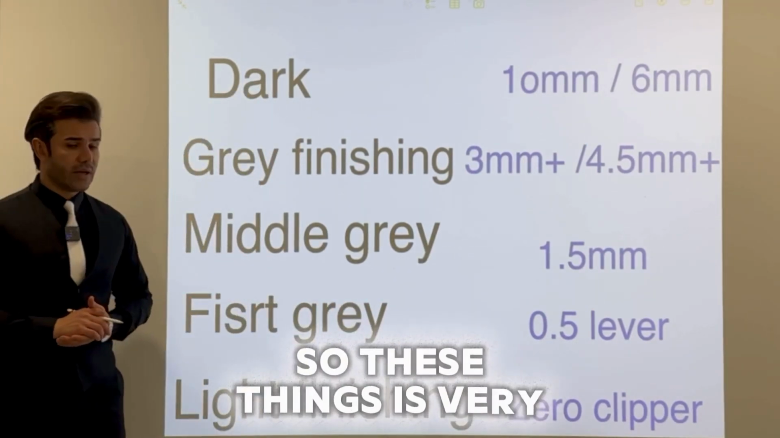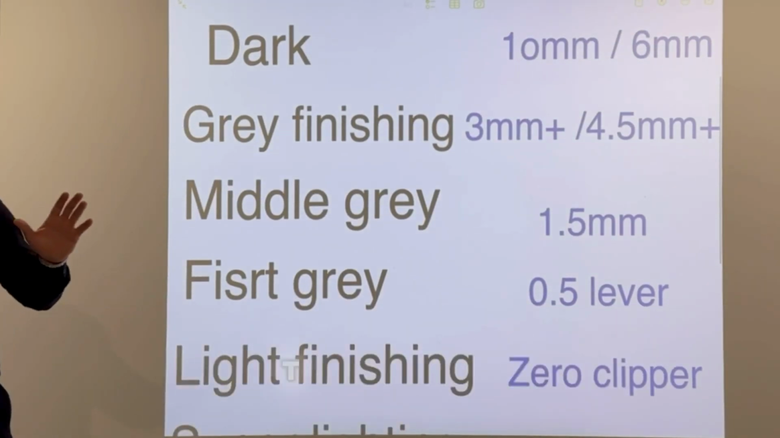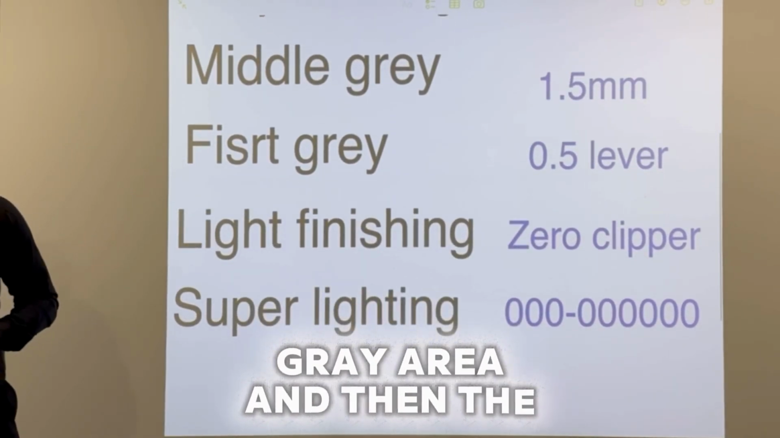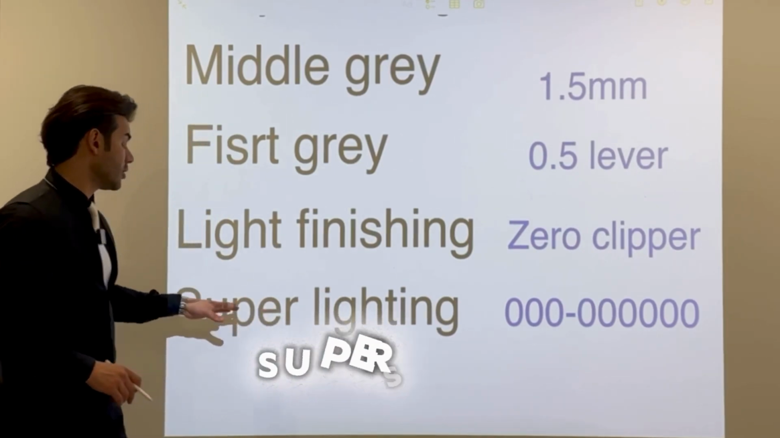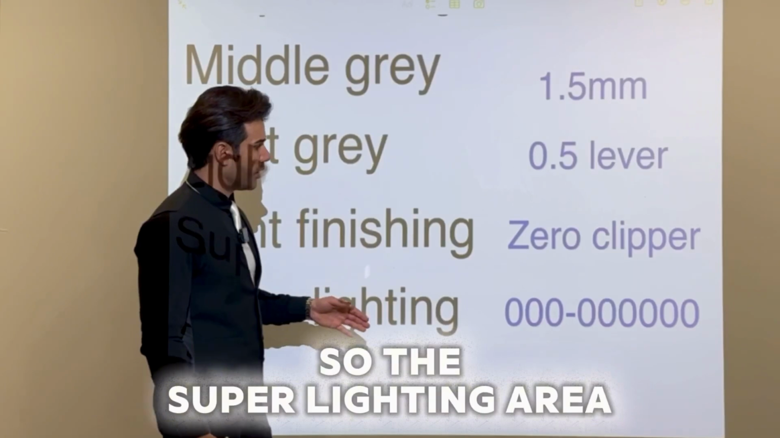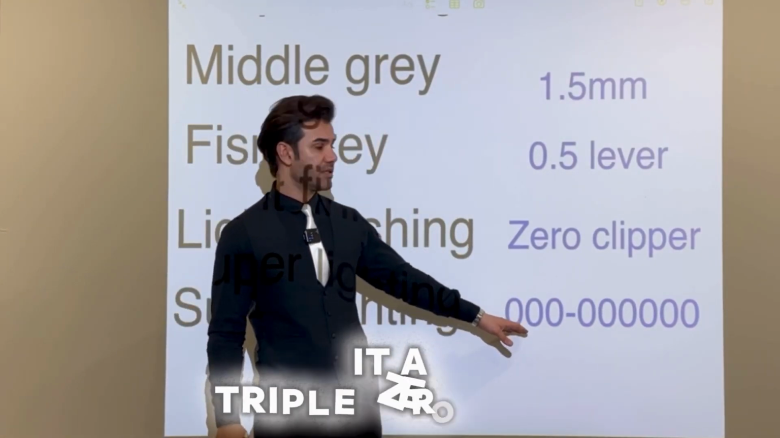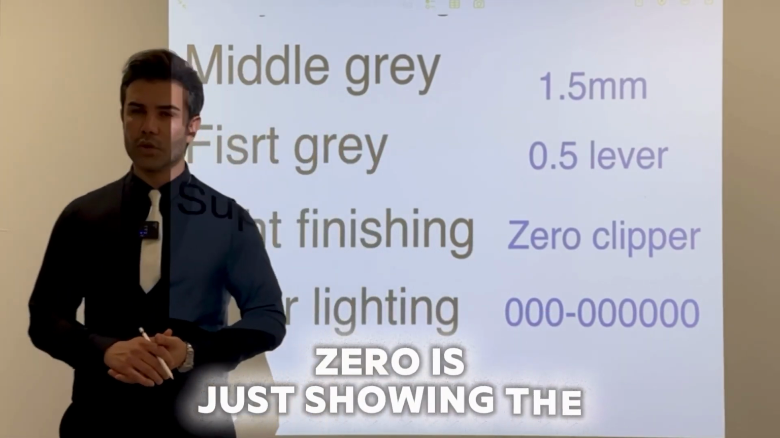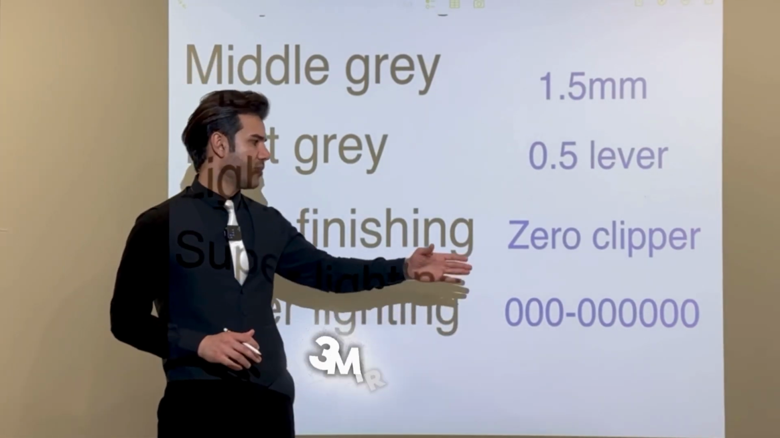These things are very important to know about the dark, black area, the darkest area, the gray area, and then the other things about the light, super lighting and light area. The super lighting area is the trimmer and the shaver. For a trimmer, we call it 000, and for the shaver it's 60. It's just showing the numbers of what tools we are using, but actually it's the trimmer and the shaver.